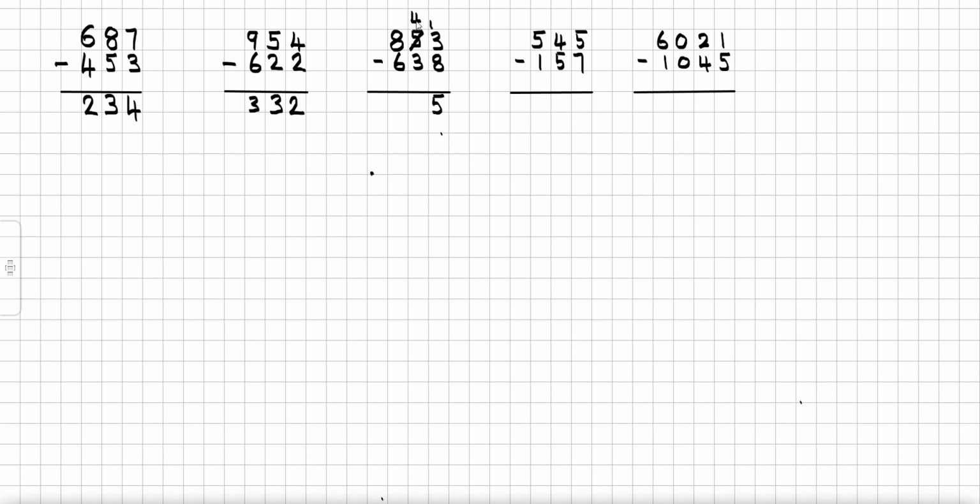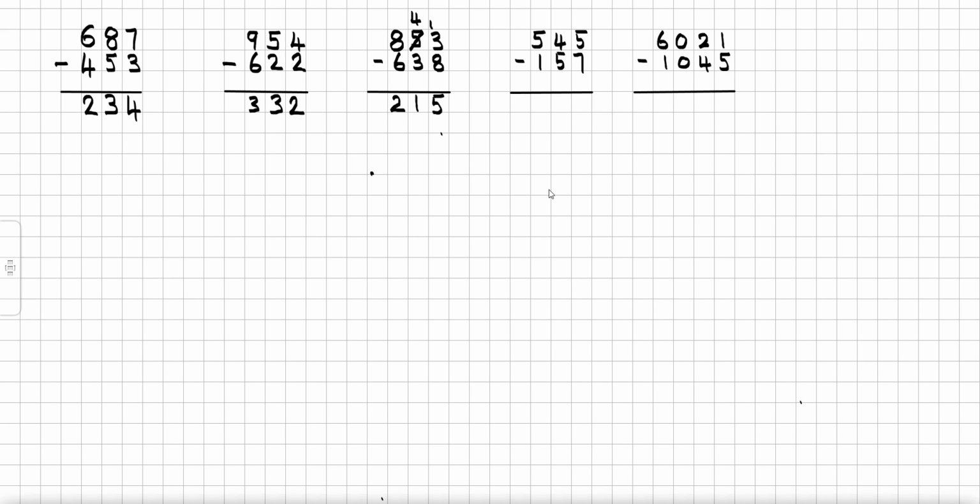Moving along. So we've got 4 here, take away 3, left with 1. And then 8 minus 6 equals 2. And you'll see I'm using different language, but it means the same thing. Okay, so the answer is 215.